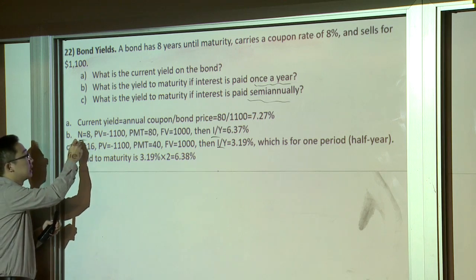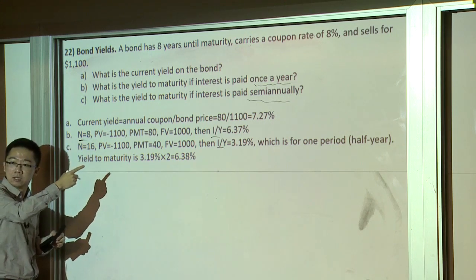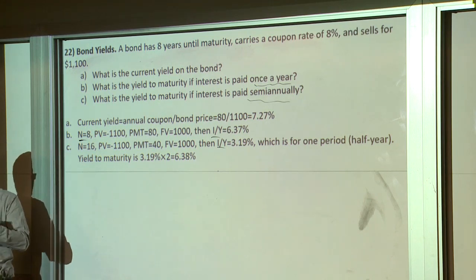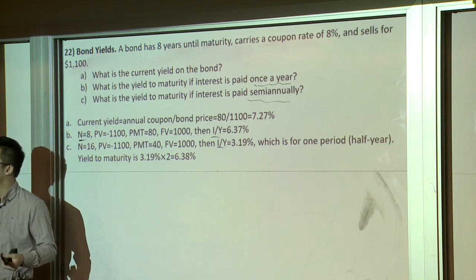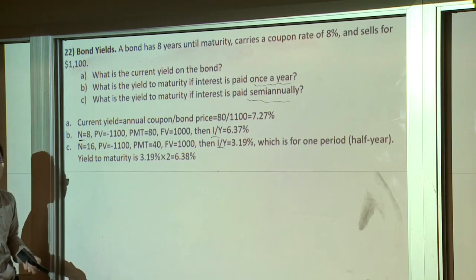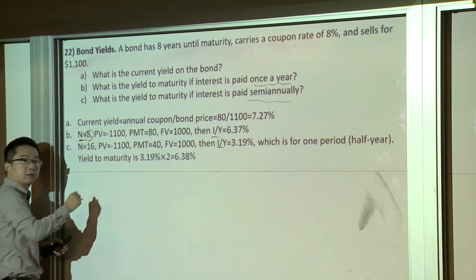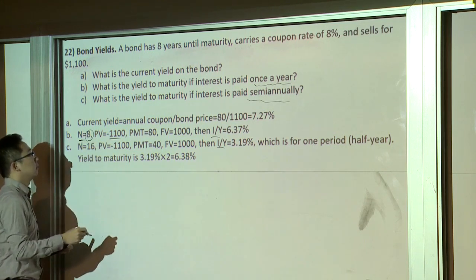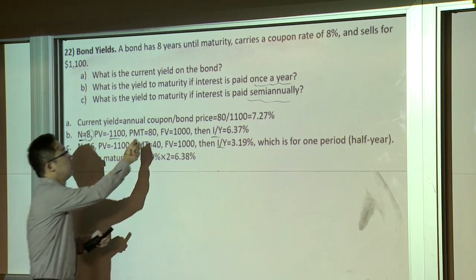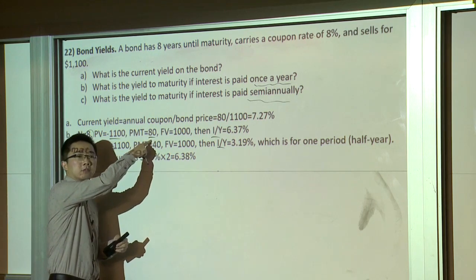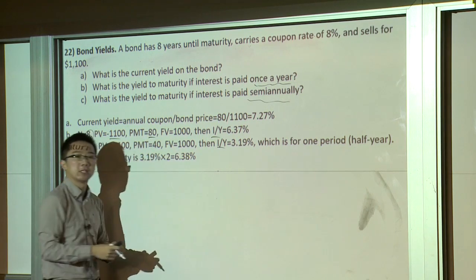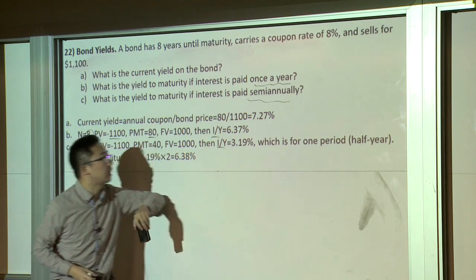As the TA said, N is the number of periods, so it is N multiplied by M. N is the number of years, M is the compounding frequency. If it's quarterly compounding, it's 4. If it's monthly compounding, it's 12. Daily compounding is 365, right? So the number of periods is 8. Present value, the bond price, is negative $1,100. The payment for each coupon is $80, and future value is face value, 1,000. So we can get I/Y.